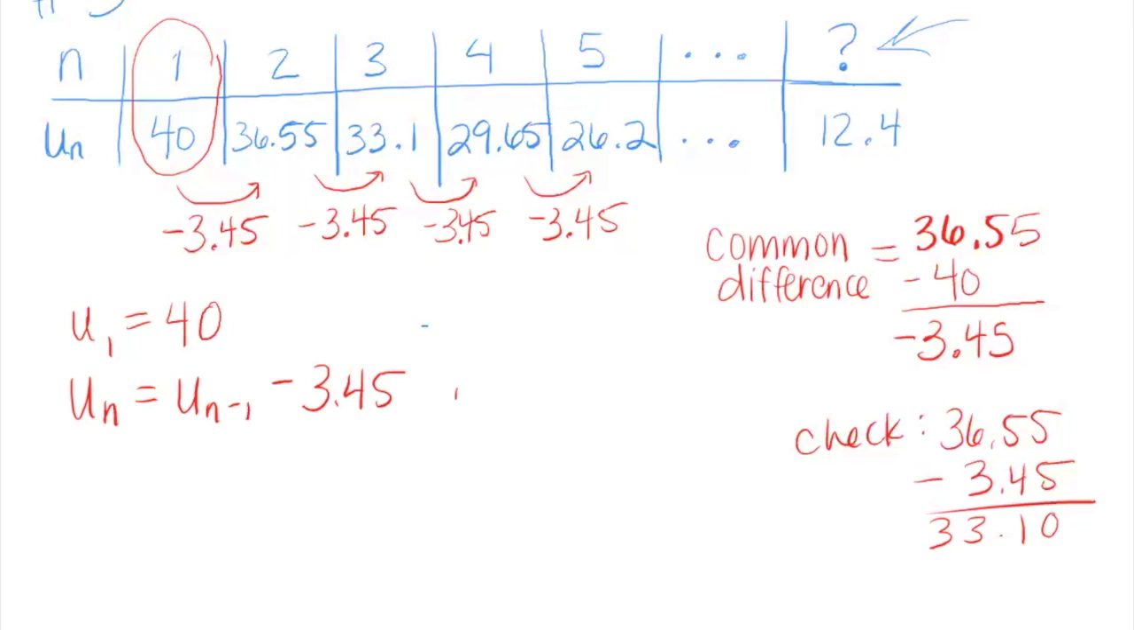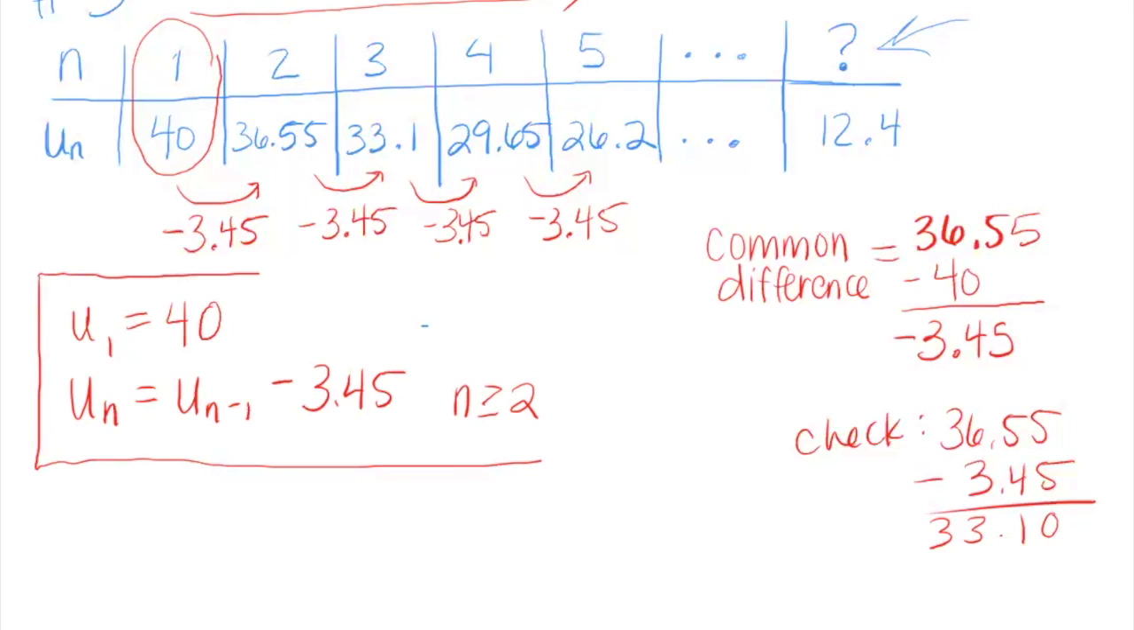And we're only using this pattern to move to the right. So I'll say for all n values greater than 2. Just means we're looking this way. We're getting, n is getting larger, not smaller. So this is my recursive formula right here. That's the first part of the problem.